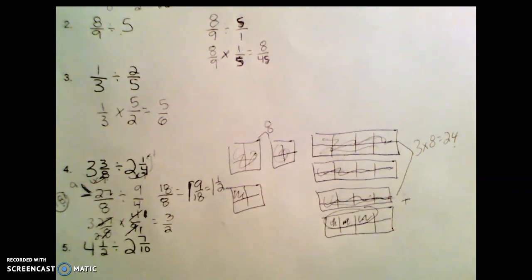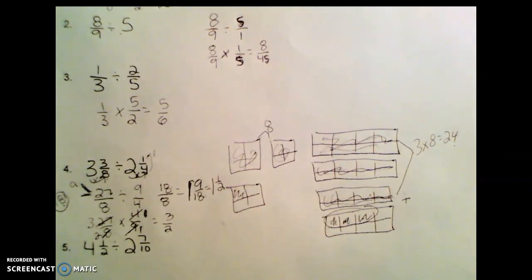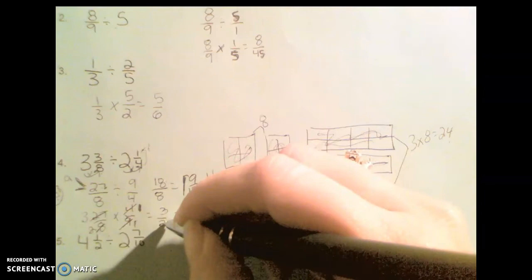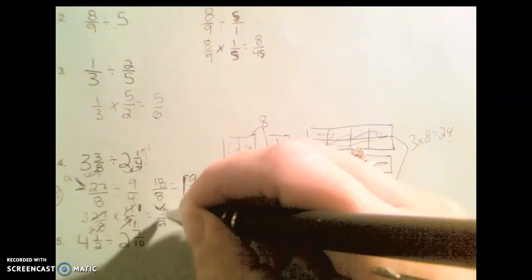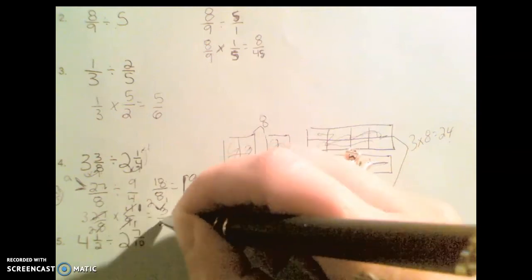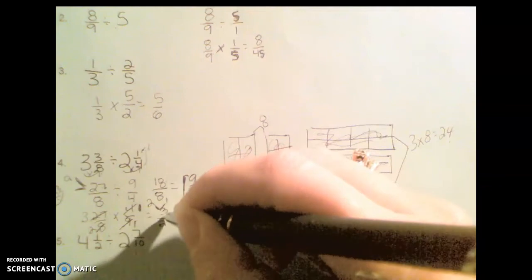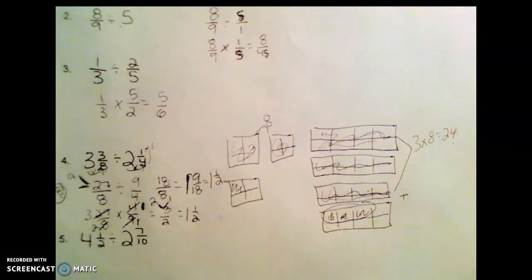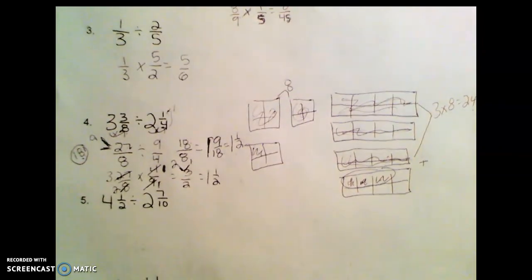So 3 halves, that's an improper fraction. So I need to figure out how many groups I can pull out of that. 3 does not divide by 2, but what number hiding in 3 does divide by 2? How about 2? 2 and 1. So 2 divided by 2 is 1. 1 divided by 2 is 1/2. Still the same answer. Either method is fine as long as you can get to the correct answer.